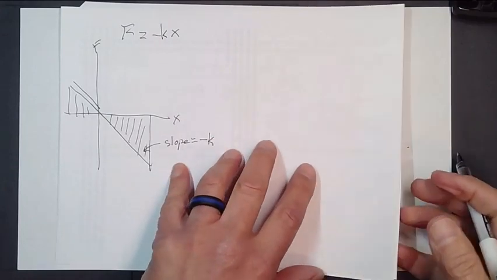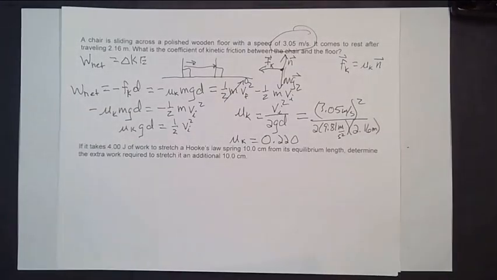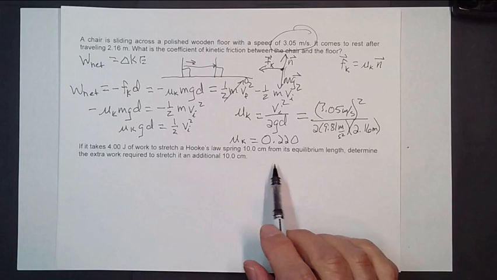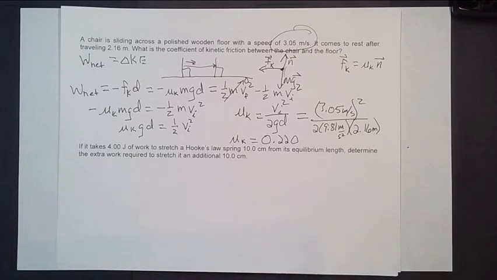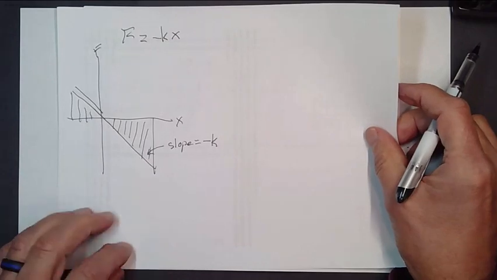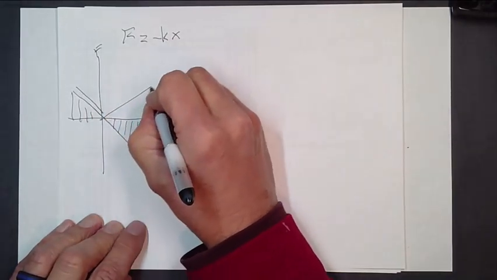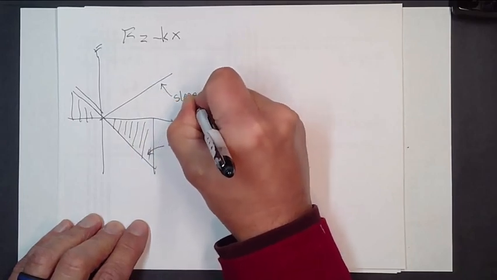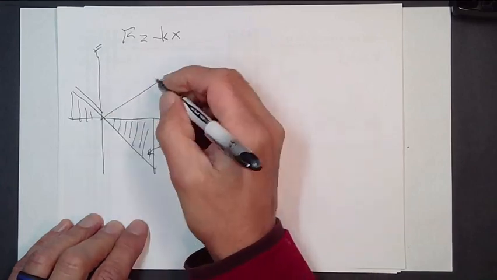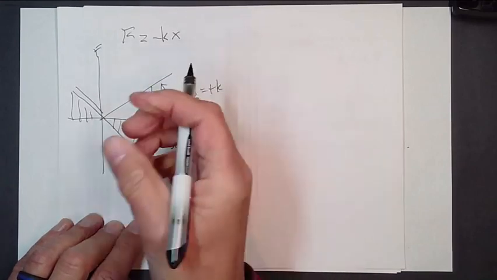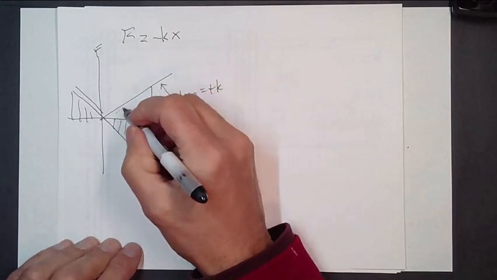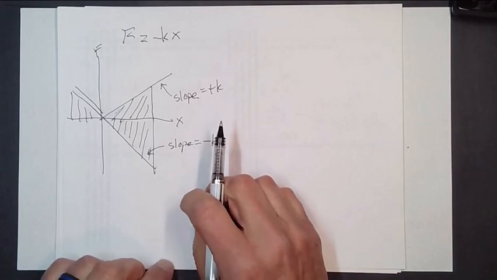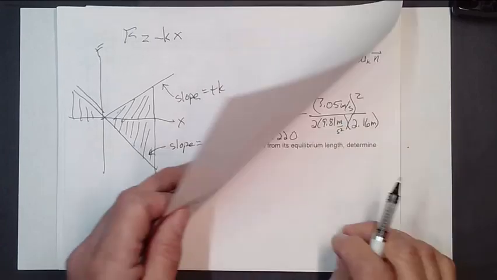However, this question states that it takes 4 joules of work to stretch that spring. So we're looking at the work that is done by the person acting on the spring, and they'd have to exert a force with a slope of plus k to stretch the spring by some amount. You have to pull in the same direction as the displacement, and you'll get a positive amount of work that you would have to do to stretch it. So that's what's going on here.